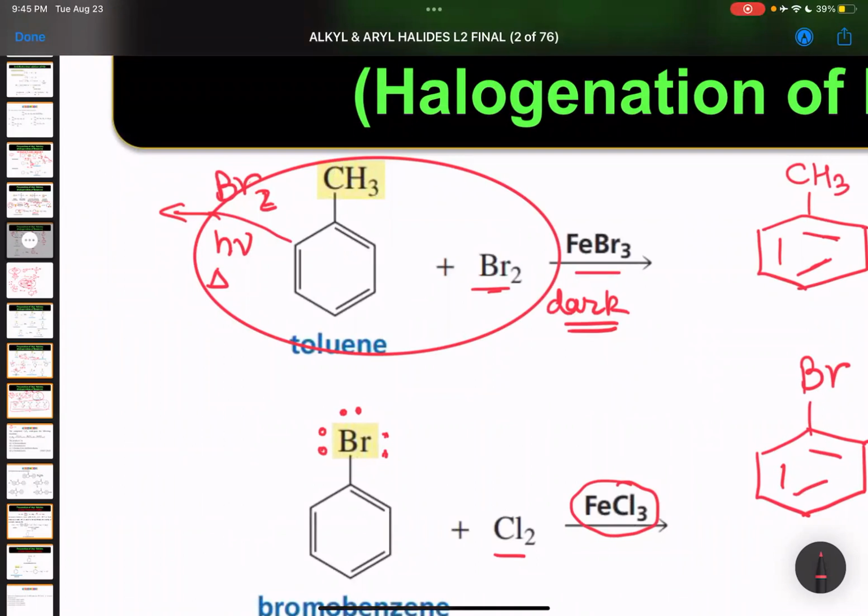But this is with Lewis acid. It was not an equal way of breaking. It was heterolysis, in which one was taken away as Br minus and you were left with Br plus. But if you have Br2 and sunlight, or Br2 and heat, you will have Br radicals. The Br2 will break and the electrons will be distributed equally while breaking the bond. Is it clear?